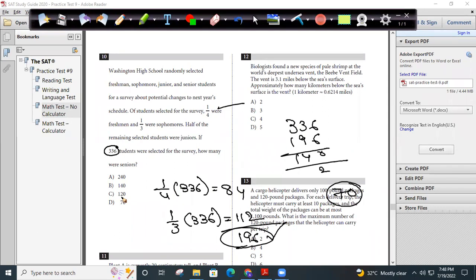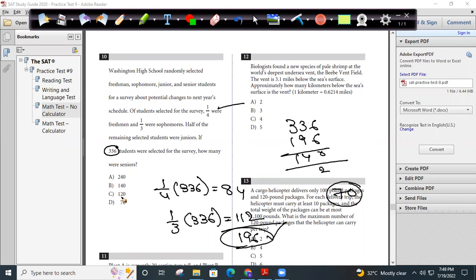You do 1/4 of 336, 1/3 of 336. 196 is the number of freshmen and sophomores. Freshman means generally 9th class students are called freshmen, 10th is sophomore, juniors is 11th, seniors is 12th. Same as in your engineering also. First year they call you a freshman, first year engineering, second year a sophomore.